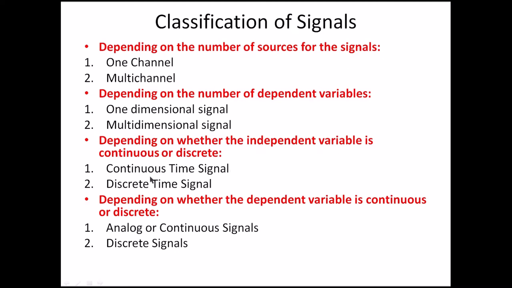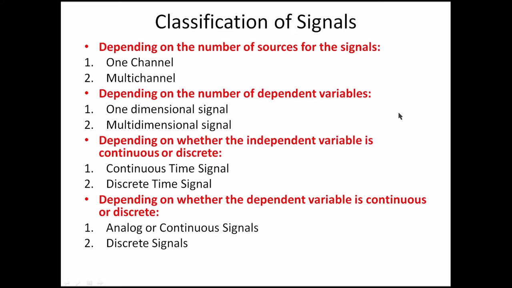So basically, as it is written, continuous time signal means the domain is the time axis. The domain is time. Now, depending on whether the dependent variable is continuous or discrete, it is divided into two types, analog or continuous signal, and discrete signal. So these are all the classifications of signal.